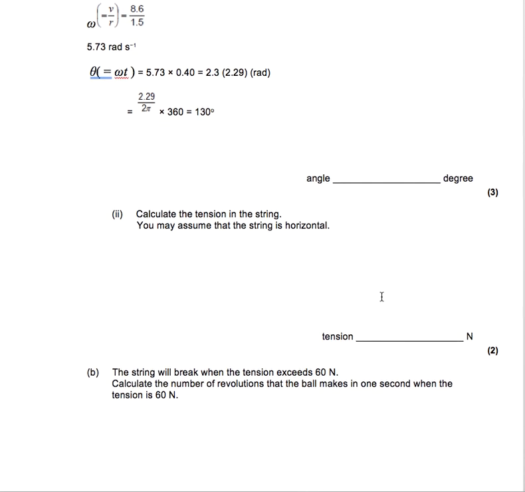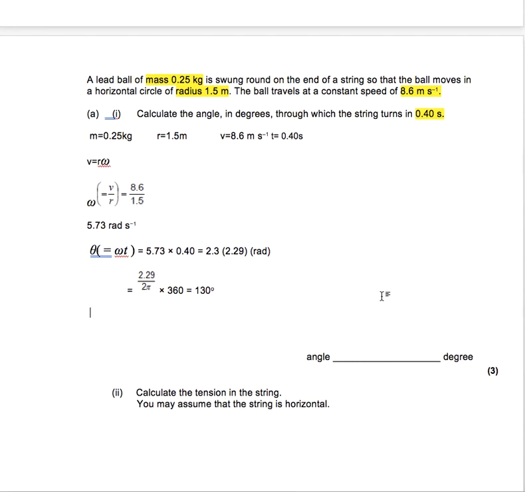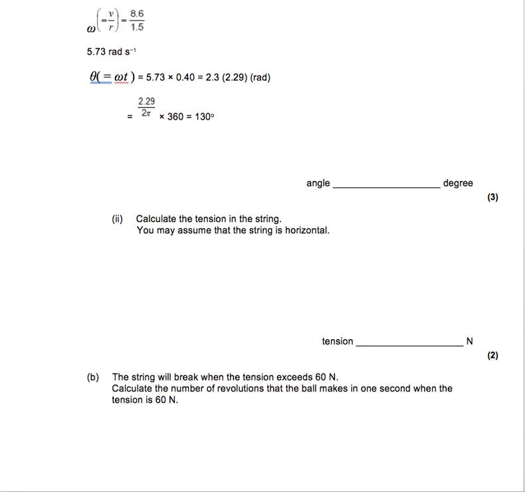Calculate the tension in the string. Well, we're looking at a horizontal circle. So the weight of the ball has got no effect here because that's obviously vertical. So the tension in the string is the only force involved in providing the centripetal force. So tension must equal the centripetal force.